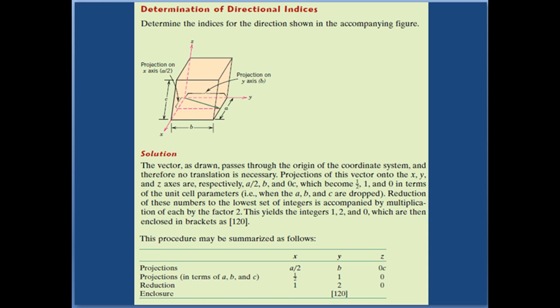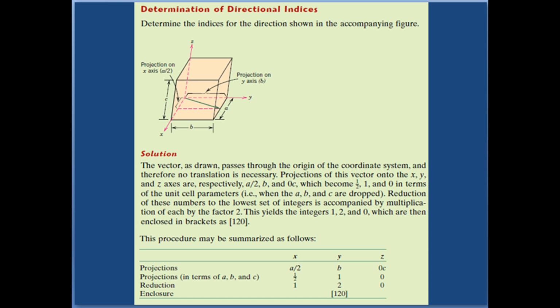Now we will look into the solution of the given problem. The vector as drawn passes through the origin of the coordinate system, as shown in the figure, and therefore no translation is necessary. As it passes through the origin, it is not necessary to go for translation.